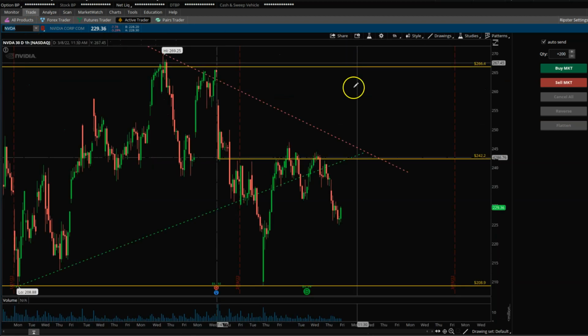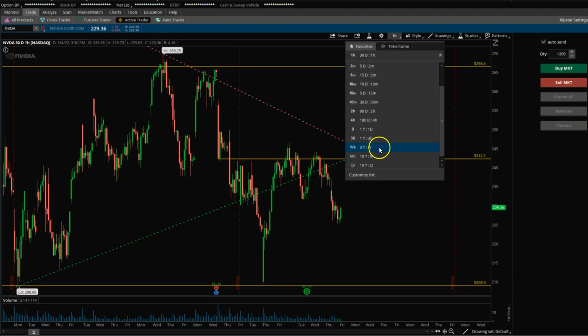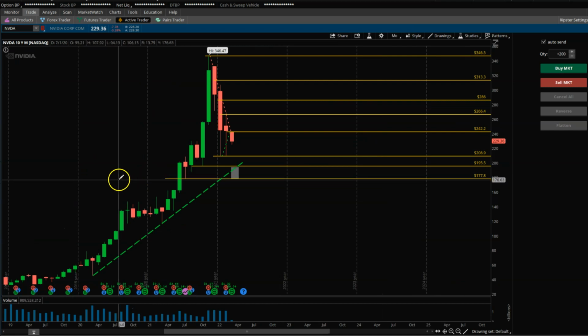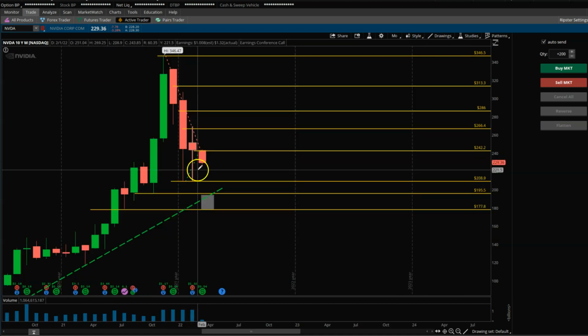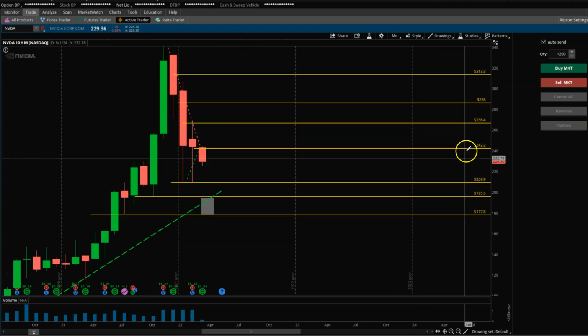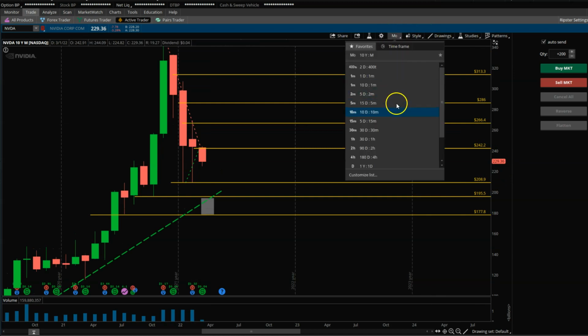NVDA. Let's go there. Let's get into a monthly. Okay, monthly. Yeah, again, just weak structure right now as long as it's below 243 at a monthly level, right? Let's get into weekly.